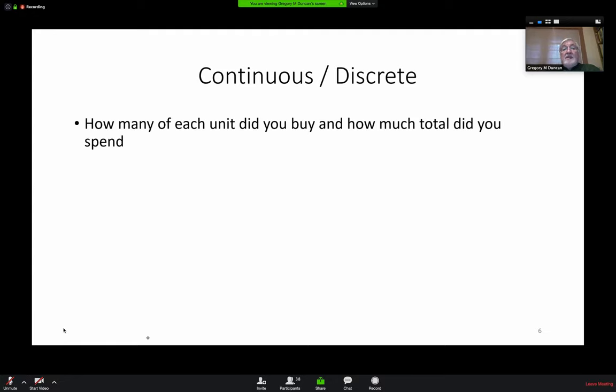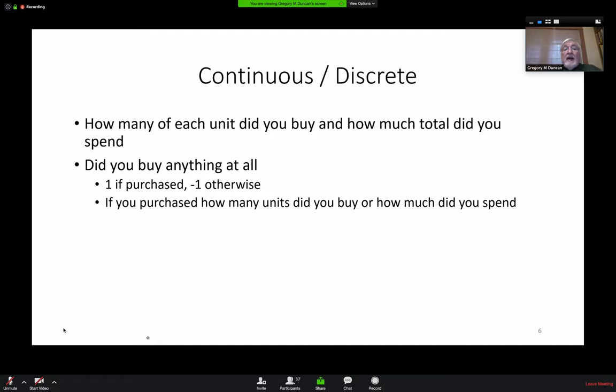Look at continuous discrete. So this is something you probably have never seen before. This is a question, how many of each unit did you buy and how much in total did you spend? So that would be a discrete, how many of each unit, and a continuous, what's the total that you spent? Here's another one. Did you buy anything at all? That's discrete. 1 if purchased, minus 1 if otherwise. If you purchased, how many units did you buy or how much did you spend?